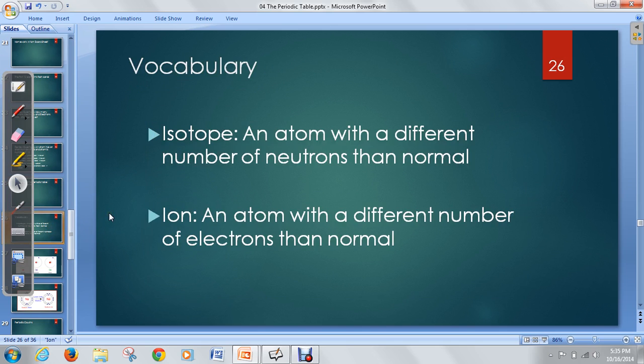One of the things we did this week is we learned a couple of new words. Two of those new words are isotope and ion. We use these words to help us distinguish between different types of atoms. One way to think about an isotope is that it's an atom with a different number of neutrons than normal. Any type of atom is going to have a certain number of protons, neutrons, and electrons. Some atoms will have variations in how many neutrons they have.